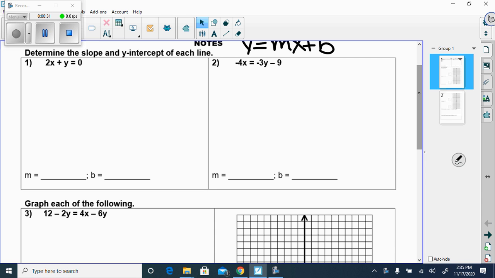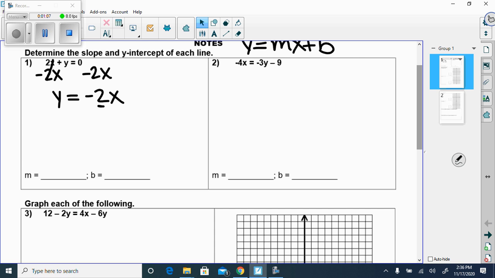So, right now, we have a 2x on the same side as my y. How could I move that 2x? Subtract it from both. Good. So I subtract it from both sides of the equal sign. That'll make these ones go away. And then I'll end up with y equals negative 2x. And we could put plus 0, but it doesn't really need to be there, right? Okay. All right. So, which part is my m?